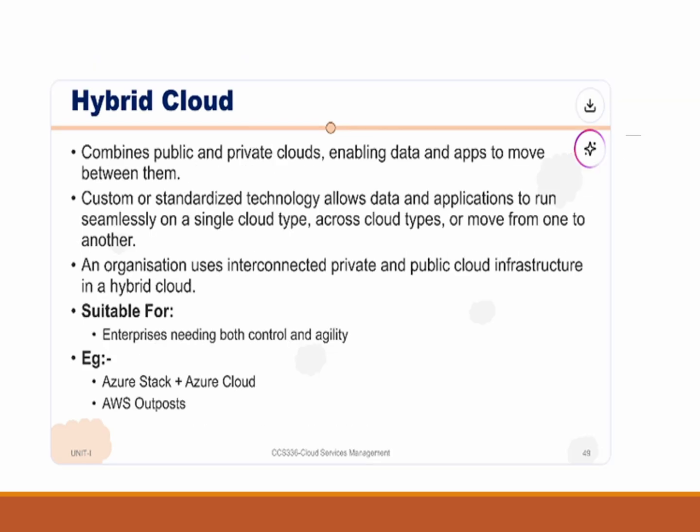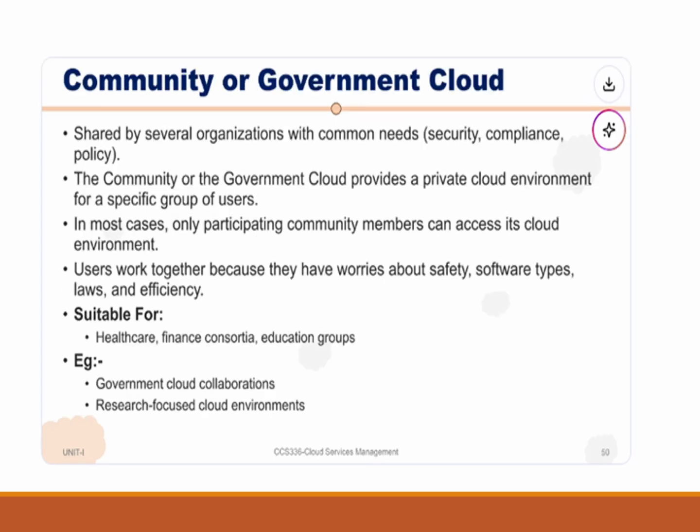The next one is your hybrid cloud. It combines public and private cloud, enabling data and apps to move between them. Custom or standardized technology allows data and applications to run seamlessly on a single cloud type, across cloud types, or move from one to another. An organization uses interconnected private and public cloud structures in a hybrid cloud, suitable for enterprises needing both control and agility.